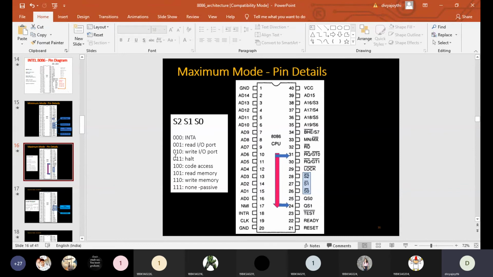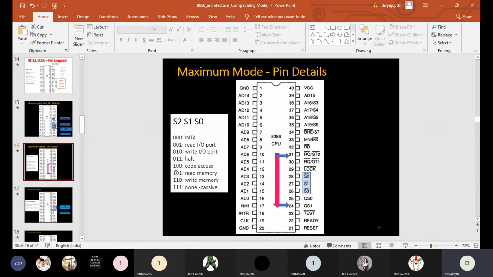If the values at S2 bar, S1 bar and S0 bar are 0 1 1, that indicates that the processor is temporarily under rest mode. That means it is not doing any operation, but it hasn't stopped completely. For a time period of 1 microsecond or 2 microseconds, it will be in halt mode. Halting means temporarily under rest mode.